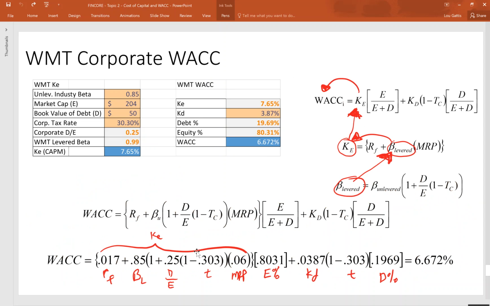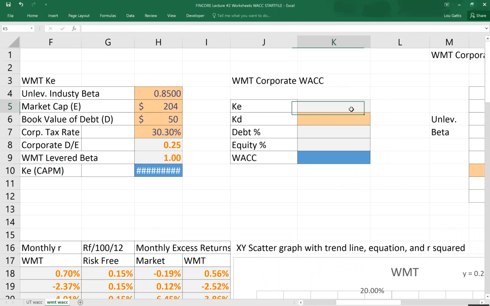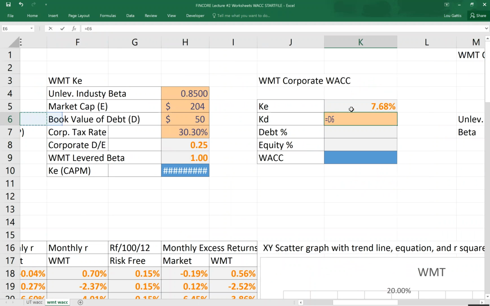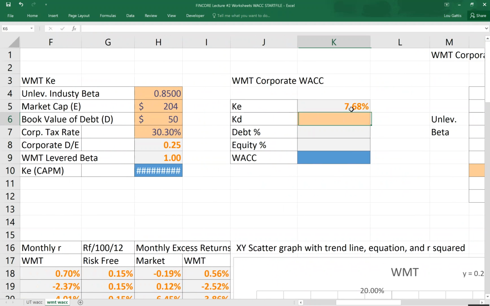So we can now calculate our WACC. The WACC is going to be the weighted average of our cost of debt and cost of equity. So I'm going to take my cost of equity, I'm going to use my 7.65%. My cost of debt, well, I think we decided we're going to use 3.87%.